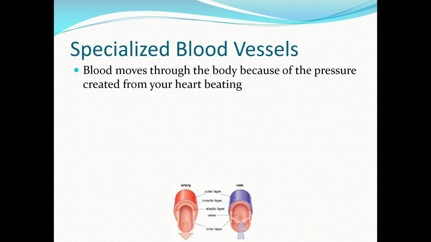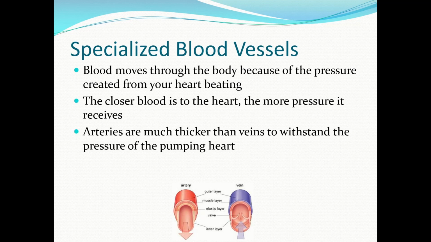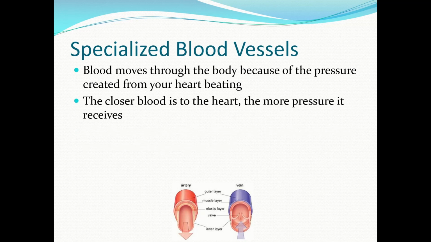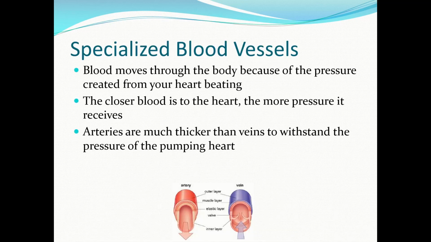So blood moves through the body because of pressure created from your heart beating. The closer your blood is to your heart, the more pressure it receives, which means that your arteries are much thicker than veins to withstand the pressure of your pumping heart, right? If we can see a heart here, it's always leaving out an artery. On this side is our artery, and then it comes back to the vein. Our aorta is an artery right here, and then it's leaving, and this is like a one-way pass, so this is super far away from your heart, right?